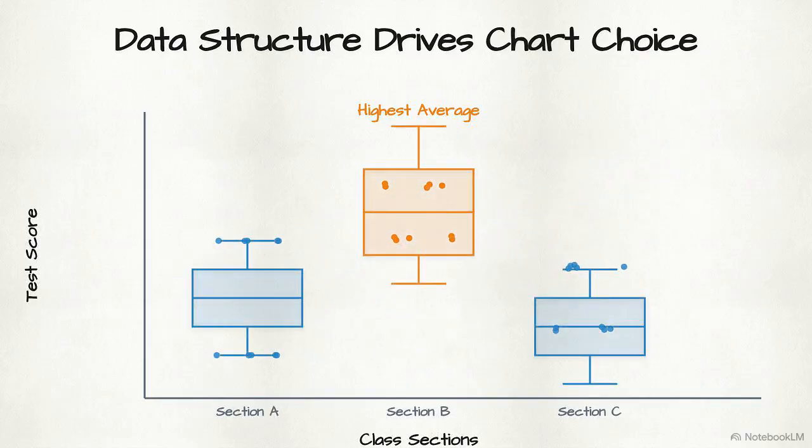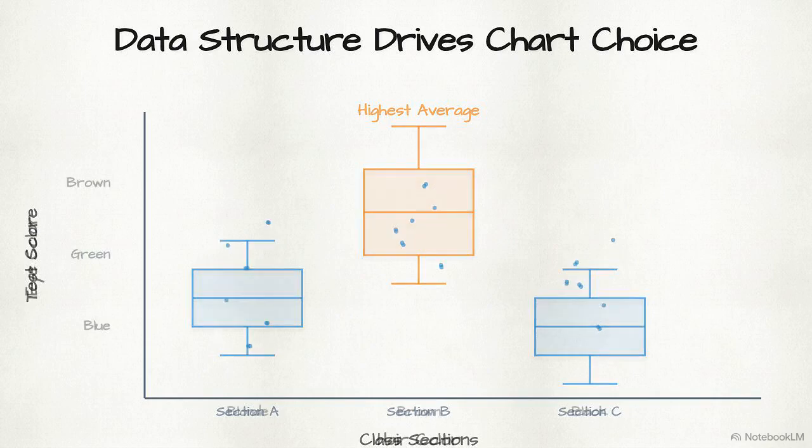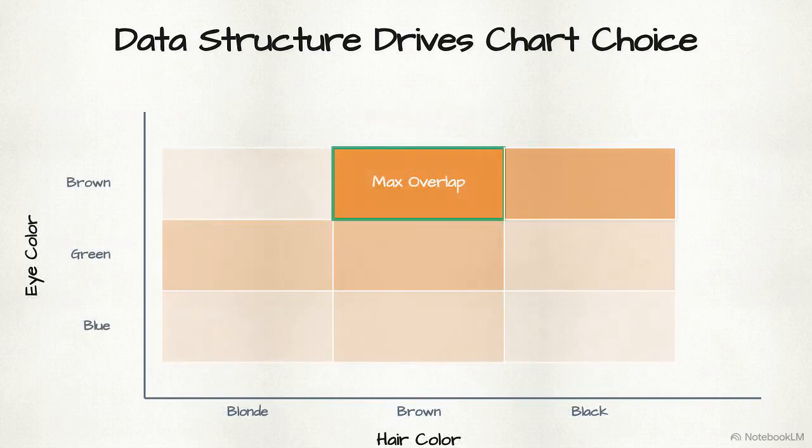To compare a number against a text group, like test scores across different classroom sections, our data points gather into vertical lanes above the text labels. This forms a box plot, letting us quickly see which sections scored highest on average.